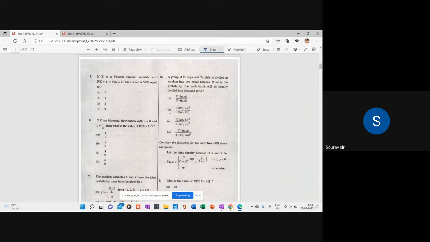Question number 5. It says that X has a Poisson distribution, with probability of X equals 1 equal to probability of X equals 2. Then we need to find the variance of X. We know that X has a Poisson distribution, but we don't know the value of lambda. If we can find the value of lambda, then we will be able to find the variance easily.